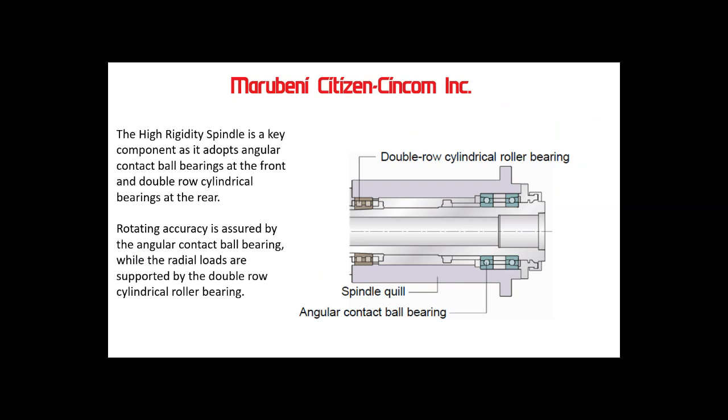The high rigidity spindle is a key component, and it adopts angular contact ball bearings at the front and double row cylindrical bearings at the rear. Here we see the bearings at the front, the spindle nose, and at the rear, we have double row cylindrical roller bearings. Rotating accuracy is assured by the angular contact ball bearing, while the radial loads are supported by the double row cylindrical roller bearing.